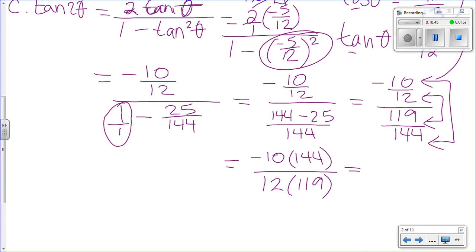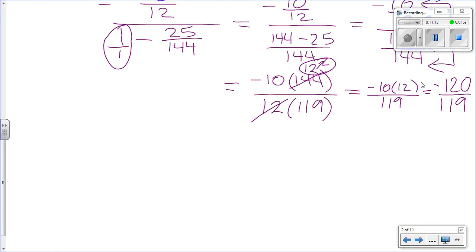So what we could do here is, the 144 is the same as 12 squared, right? So right here I can cancel this 12 with this 12, and so I will just have negative 10 times 12, divided by 119, so this will be negative 120 over 119. Okay, that's one way to do it. Let me show you guys another one that you could use for this type of fractions.